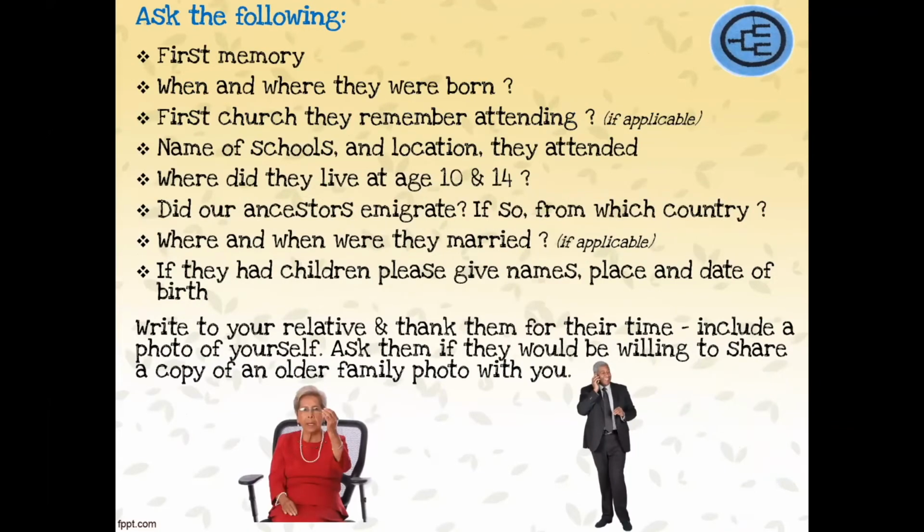And ask the following questions. What's your first memory? When and where were you born? Do you remember the first church that you attended, if that's applicable? The name of schools, location where they attended? Where did they live when they were 10 and 14? Ask them, did our ancestors immigrate? And if so, from which country? Where and when were they married, if they have been married? And if they had children, please give the names, the places, and the dates of birth.